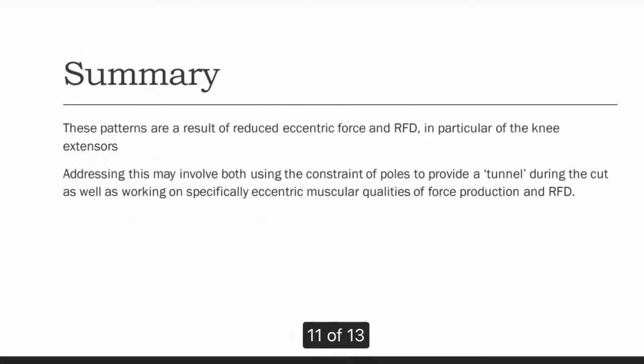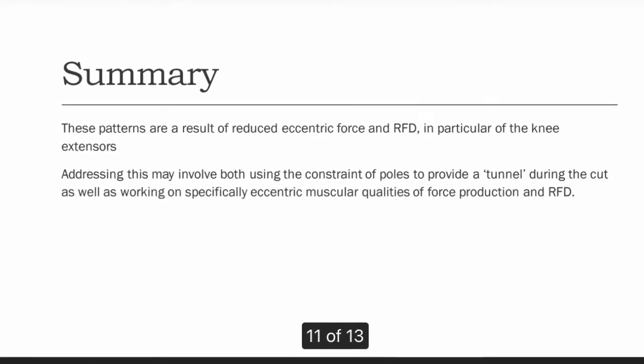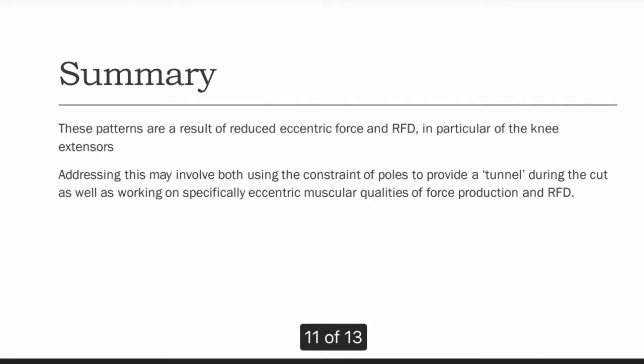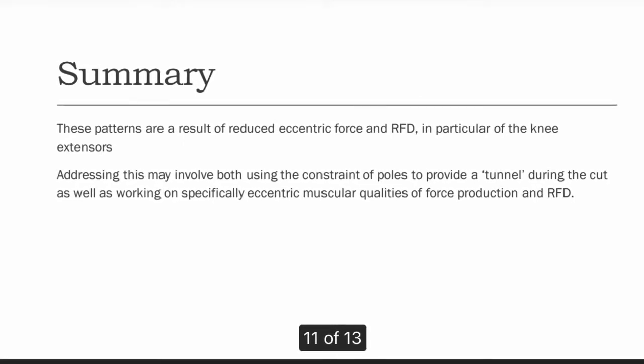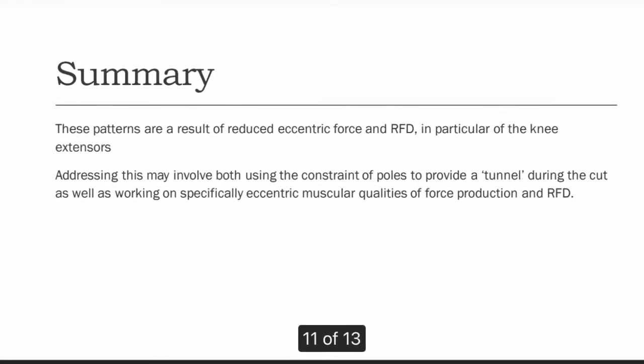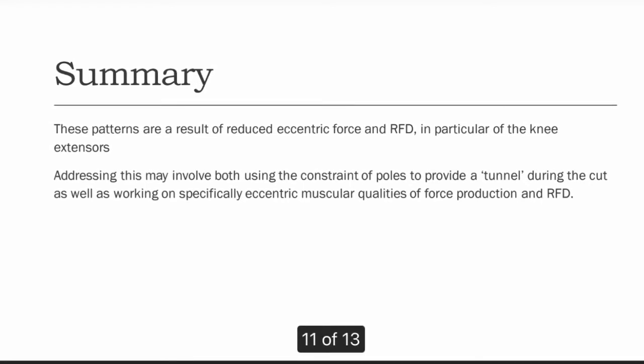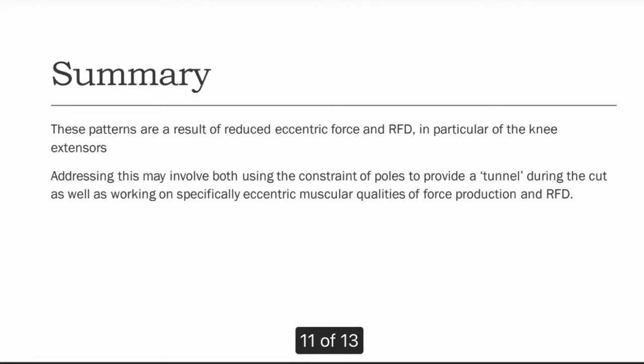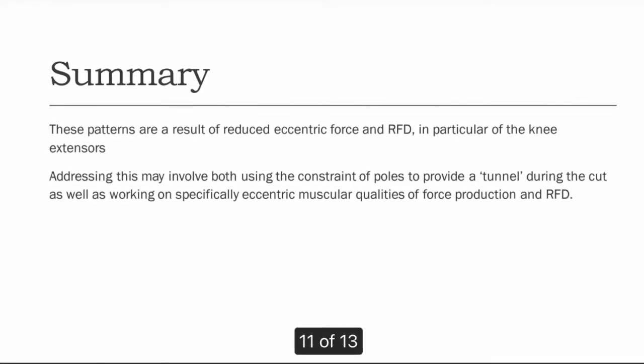This athlete tends to score lower than matched individuals on strength scores as well as reactive strength indexes. So this strategy we see is likely a result of this poor force production and rate of force development. Addressing this may involve both using a constraint-based approach, but also specifically looking at training eccentric muscular qualities and rate of force development.